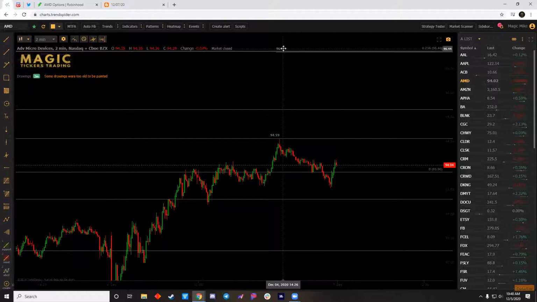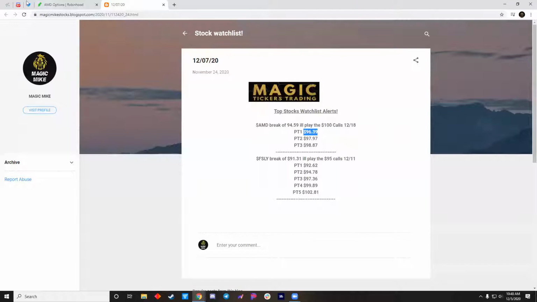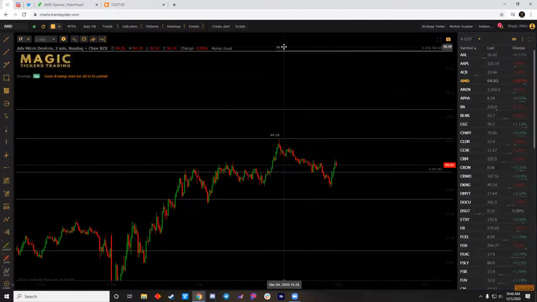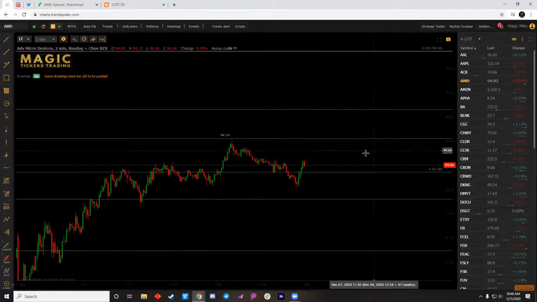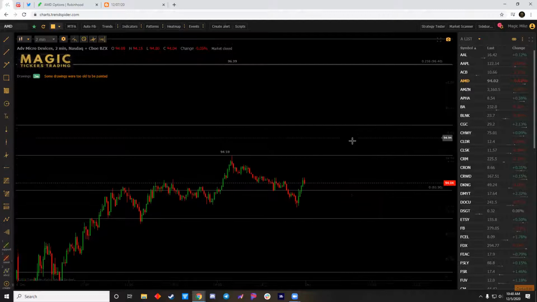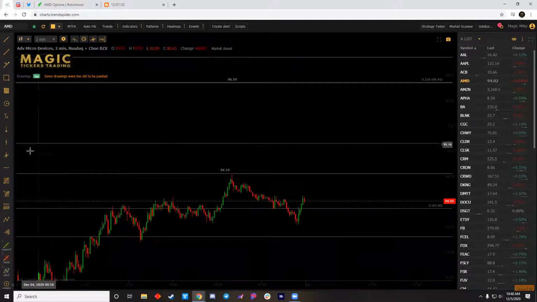Actually, that's a different line. Our 96 is up here. Let's see, we got 96.39 as our first price target. I've got that other line there for something else. So with that being said, I wanted to show a break of 96.39.